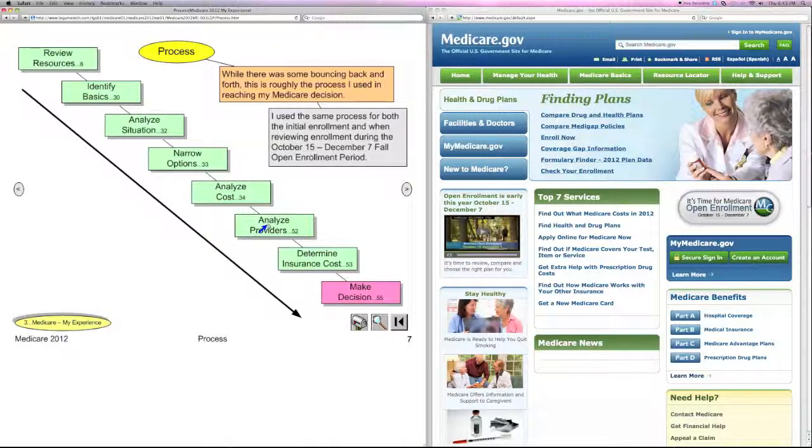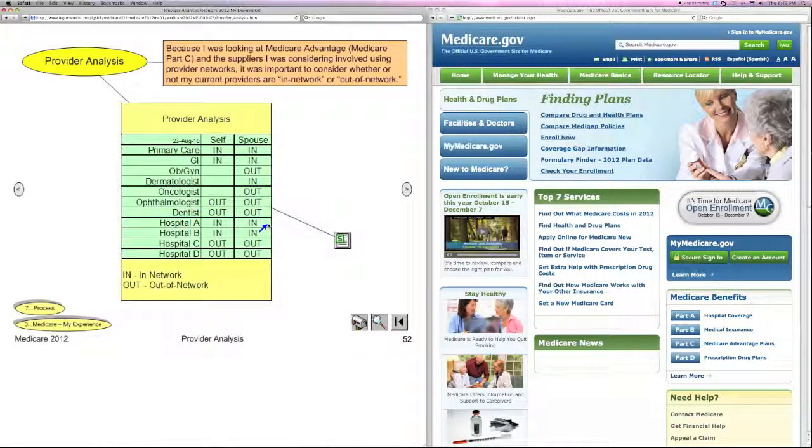After I did the cost analysis, I looked at the providers that were available. If I was particularly looking at Medicare Advantage Part C, I wanted to make sure that the providers that I was looking at were in their network, or I understood what I was going to do if they were out of the network.